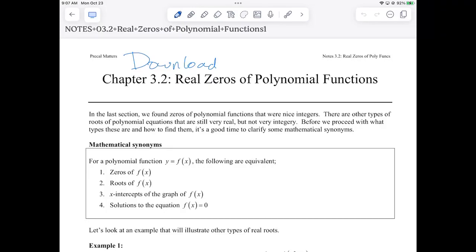Section 3.2, real zeros of polynomial functions. Okay, so there's two types of zeros to polynomial functions. We have the real ones, which is what we're studying in this section, and then in 3.4, we're going to study the imaginary ones as well, the complex ones.